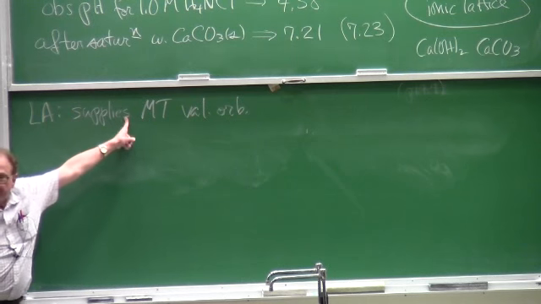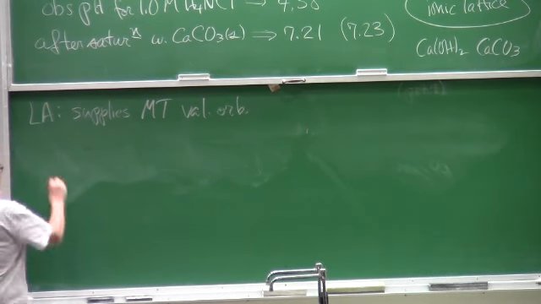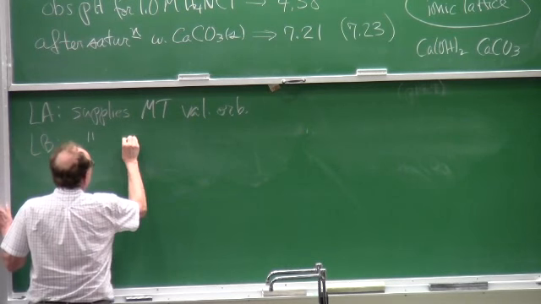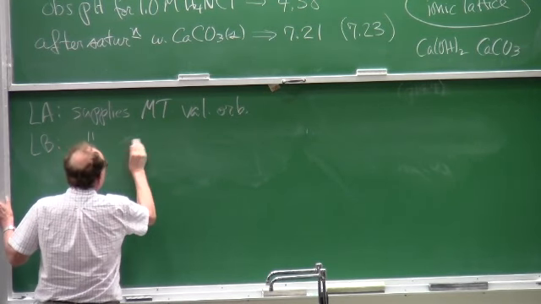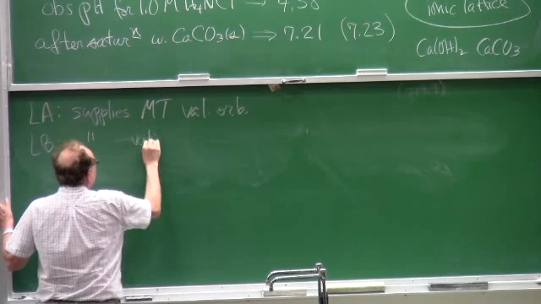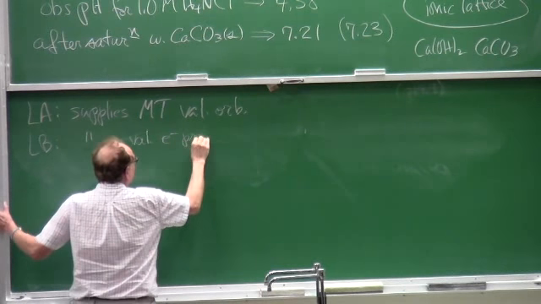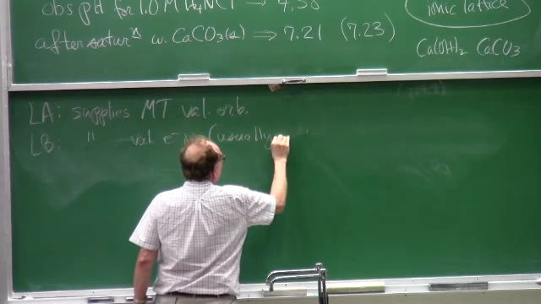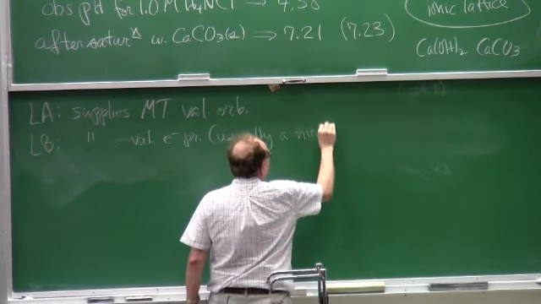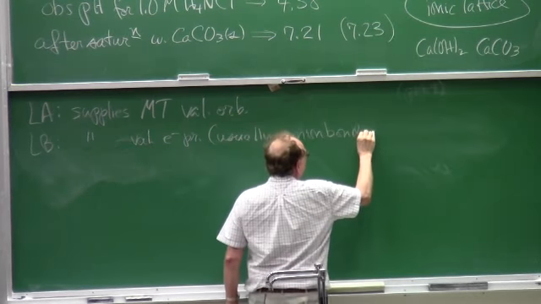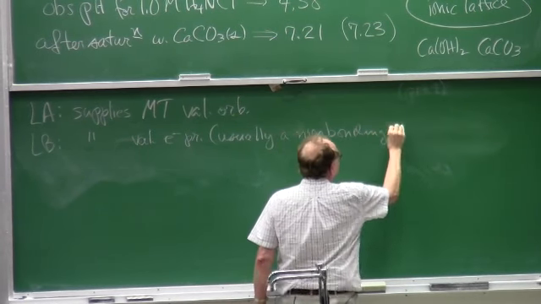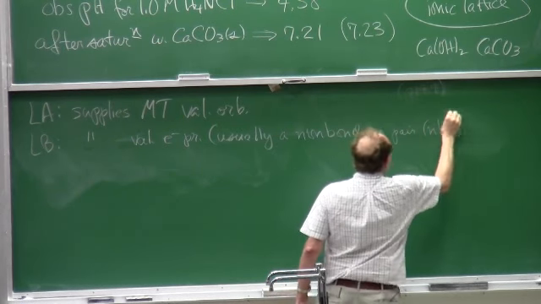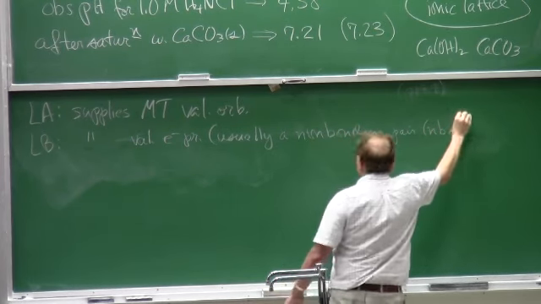La supplies an empty valence orbital. Lb supplies an electron, a valence electron pair, usually a non-bonding pair, which I abbreviate as NBP.